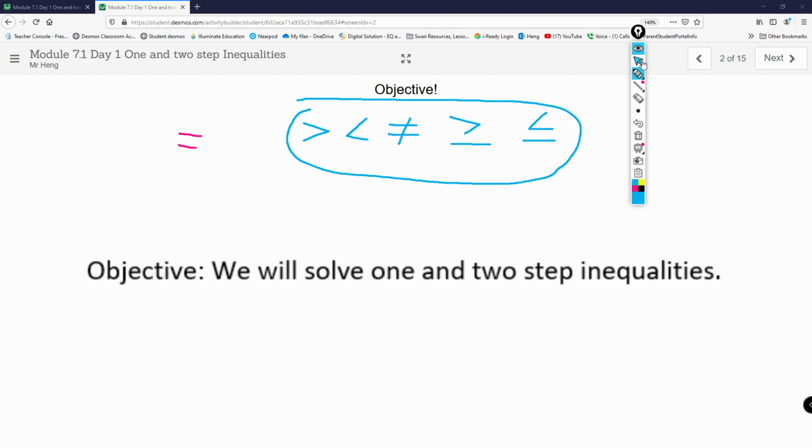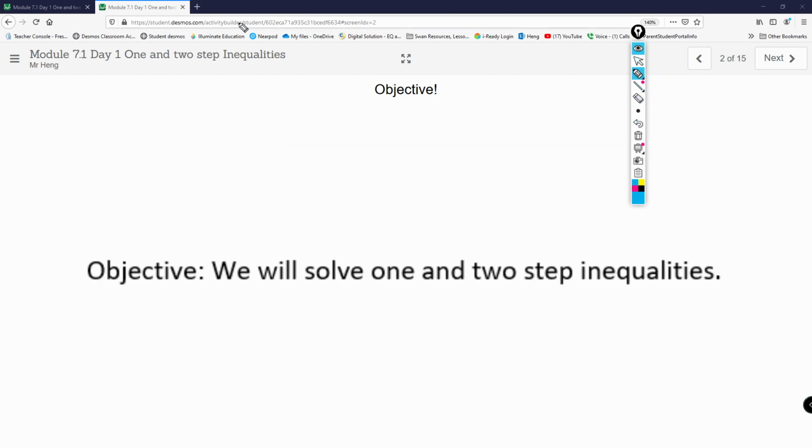So let's move forward now. I'm getting used to this, so forgive me if I go slow. Let's move on to the next page here.